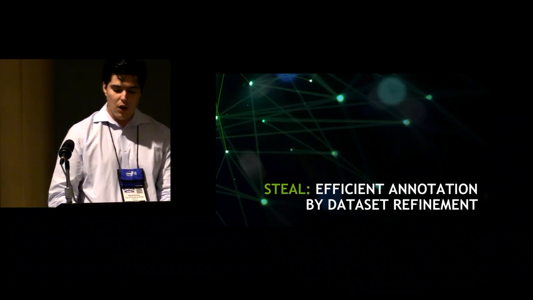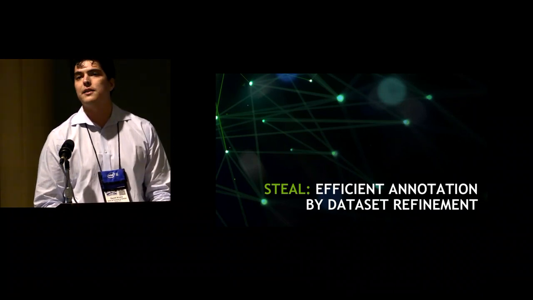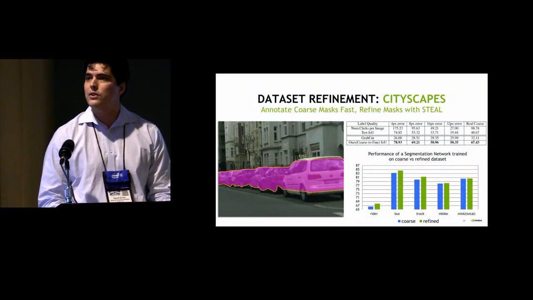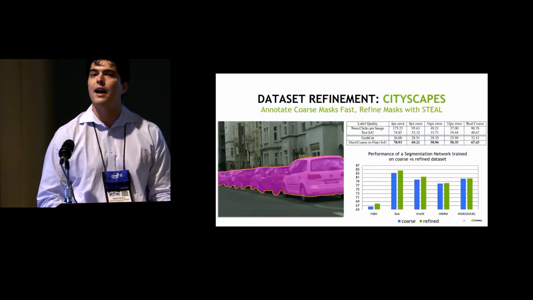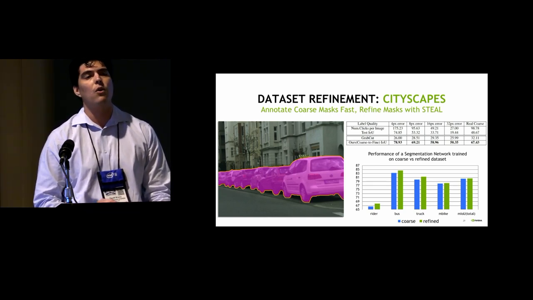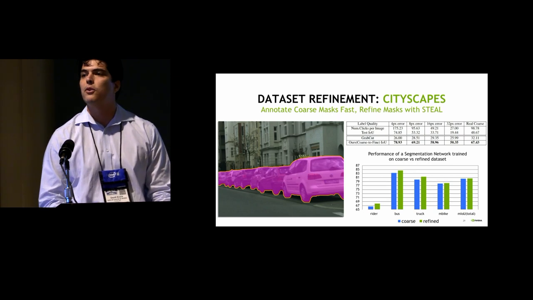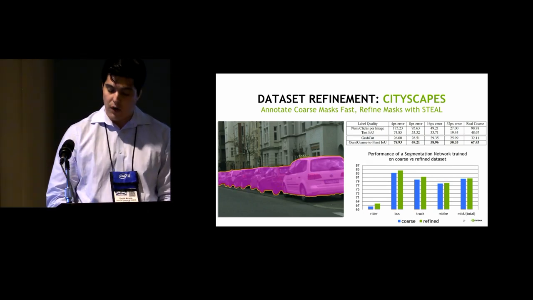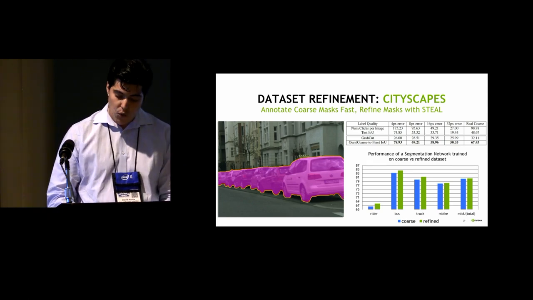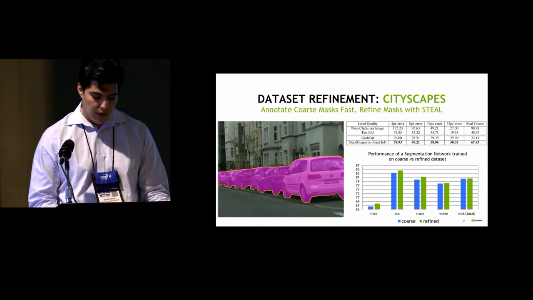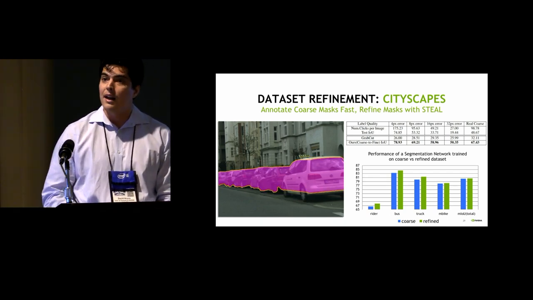Finally, we show how to use STL to efficiently annotate segmentation datasets. In particular, we use STL to refine the Cityscapes coarsely annotated training subset. This simulates the scenario where the annotator is quickly drawing coarse masks and is using our method to improve the quality of the labeling. We can see that our method significantly improved the quality of the annotated labels. And to quantify this, we use our refined dataset to train a semantic segmentation network. We can see that our refined dataset leads to significant gains in a number of object classes.